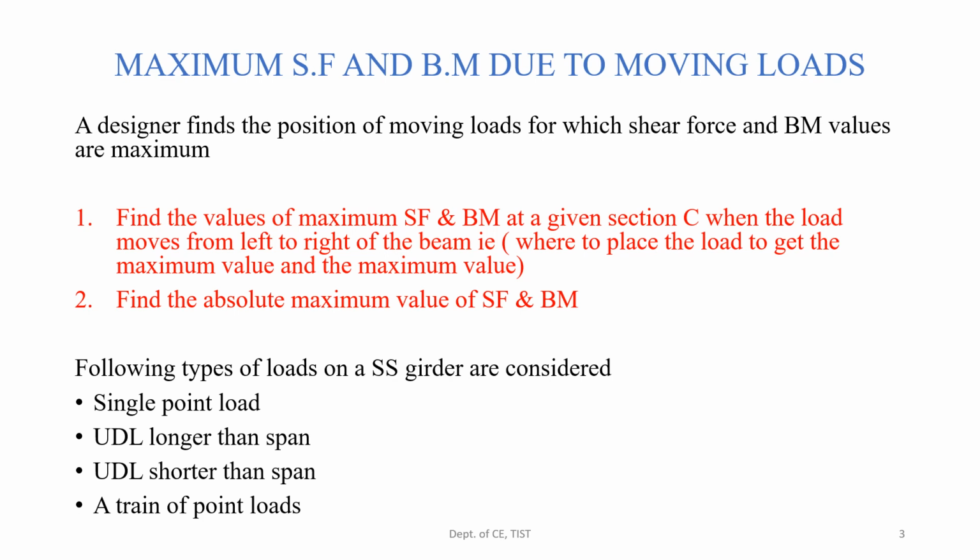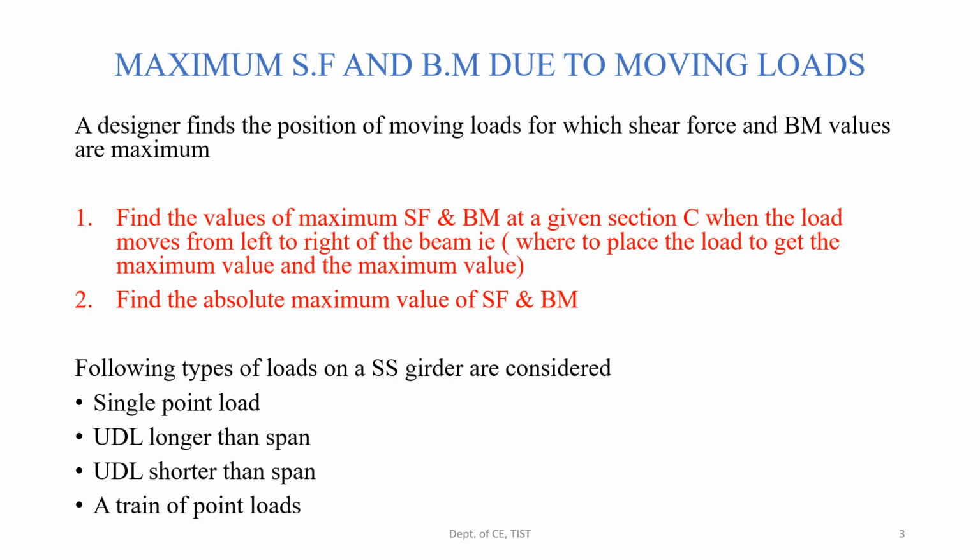The first topic is the maximum shear force and bending moment due to moving loads. A designer always wants to find the values of maximum shear force and bending moment at a given section C when the load moves from left to right of the beam. That means where to place the load to get the maximum value, and also the maximum value of shear force and bending moment. We also have to find the absolute maximum value of shear force and bending moment. The absolute maximum value means the maximum of maximum shear force and bending moment.